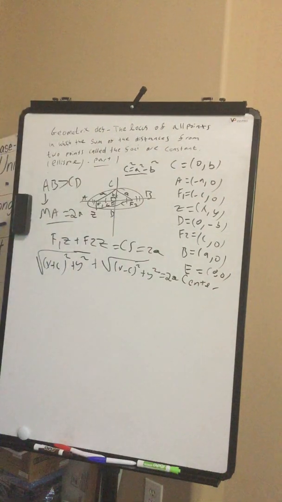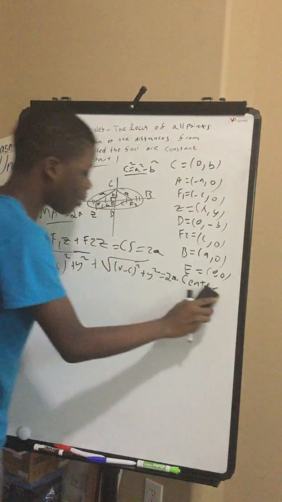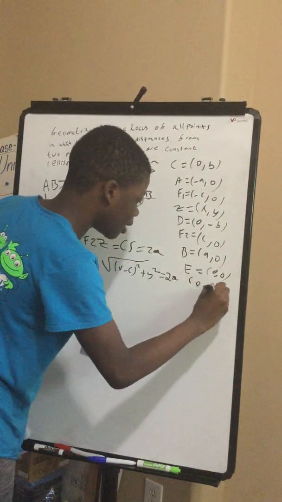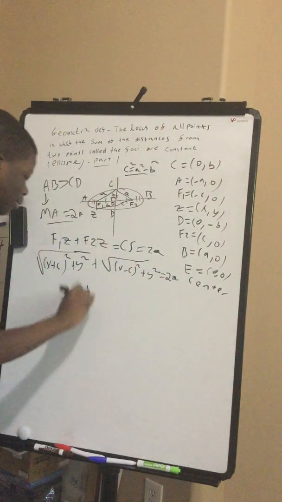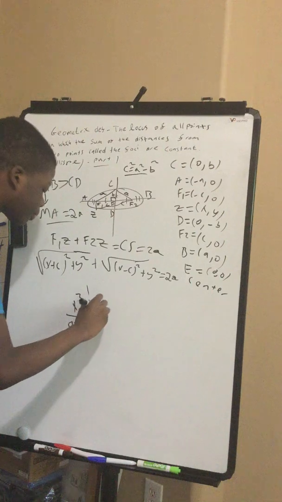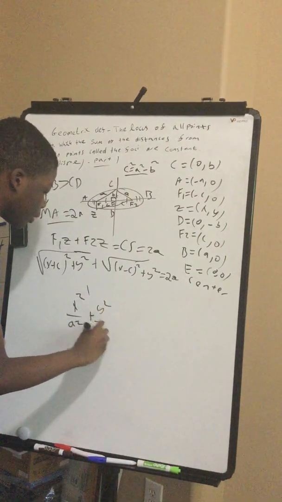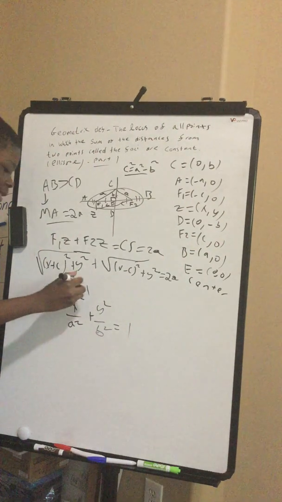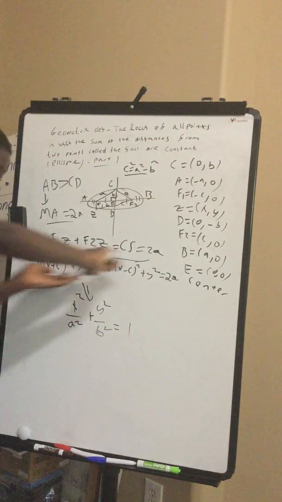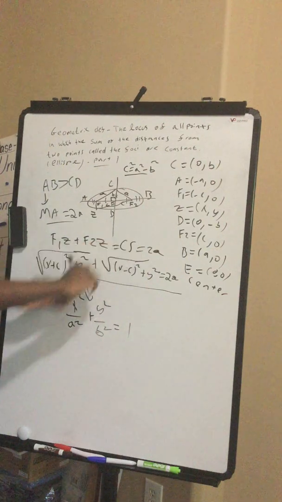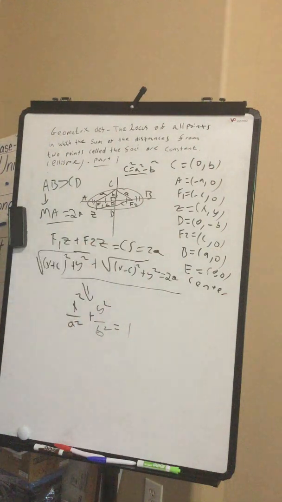Now, this is where we're going to stop for part 1. If you're very passionate about math, I recommend you get this equation into the form of x squared over a squared plus y squared over b squared equals 1. This is the type of equation we're trying to get to. We're trying to turn this expression into that, and that's what we're going to do in part 2.